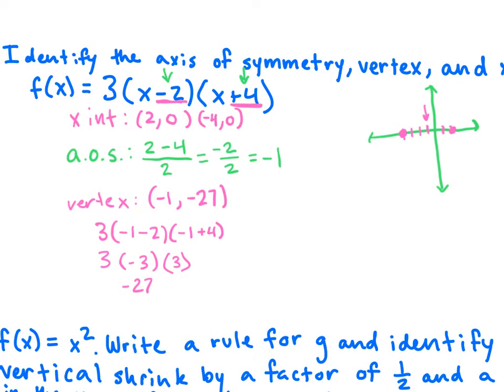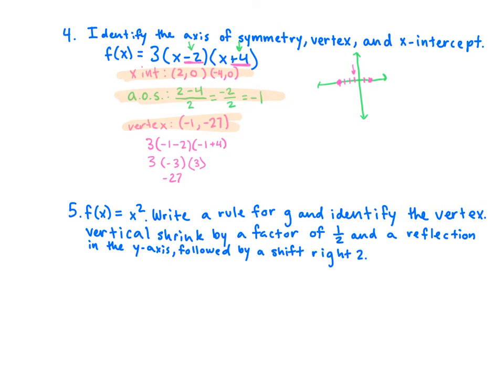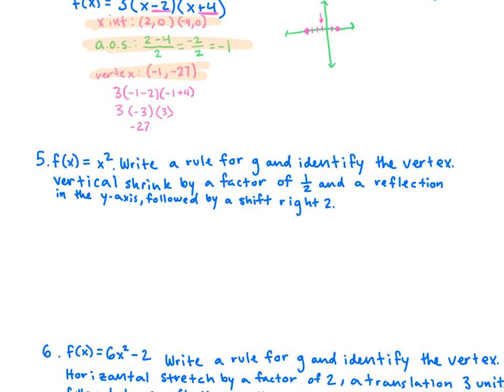Any questions on this one? All right, let's look at number 5. So we're given the function f of x is equal to x squared, and we need to write a rule for g of x and identify the vertex. So we have a vertical shrink by a factor of 1/2. So what can we do to our equation to show that vertical shrink by a factor of 1/2?